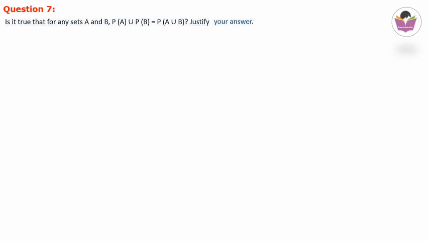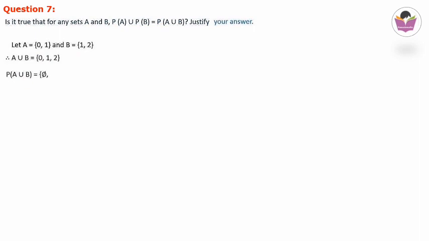So let's take an example and find out. Here A is equal to the set {0, 1}, and B is equal to the set {1, 2}. Two sets we have taken. Then A union B, when we take A and B together, is {0, 1, 2}. Next is P of A union B.